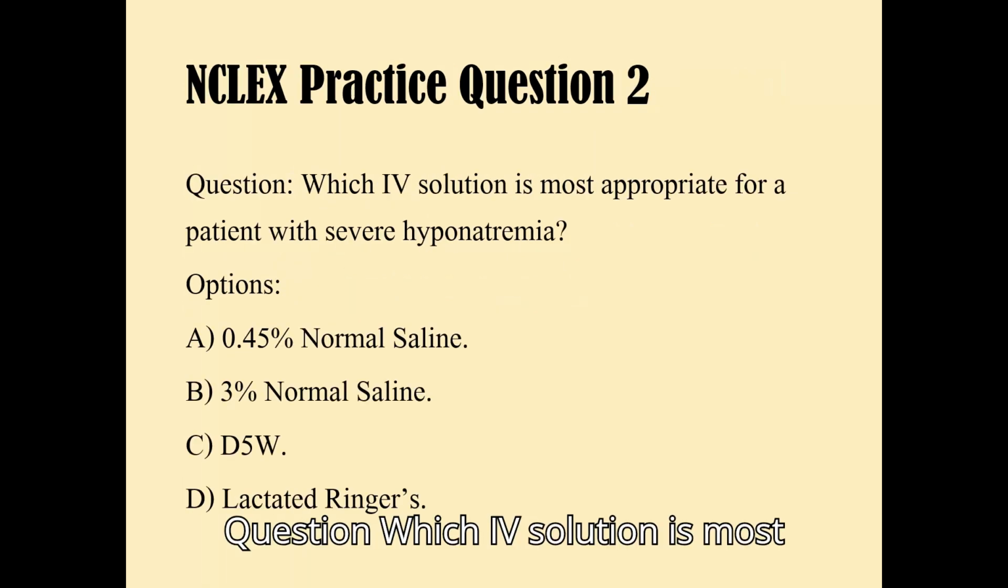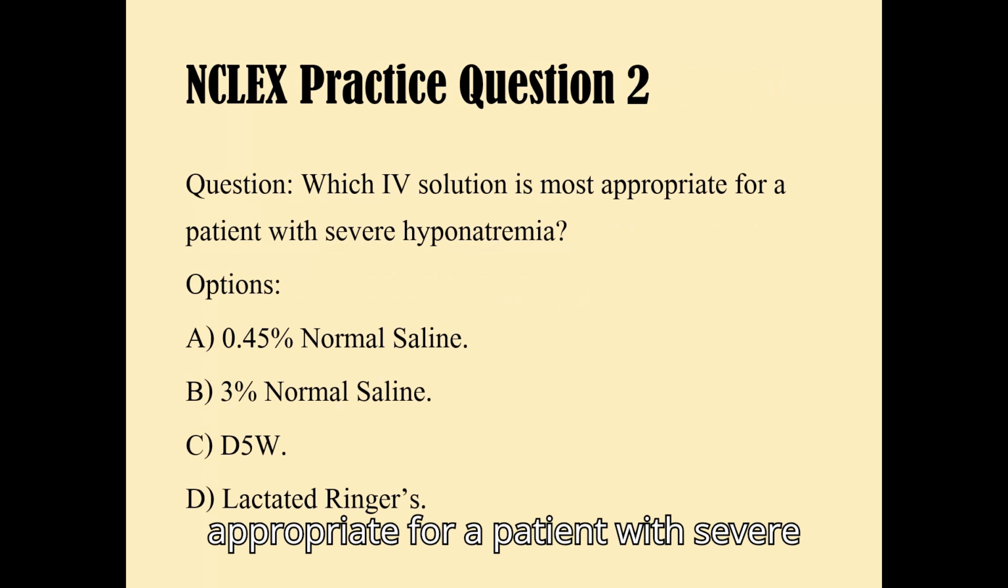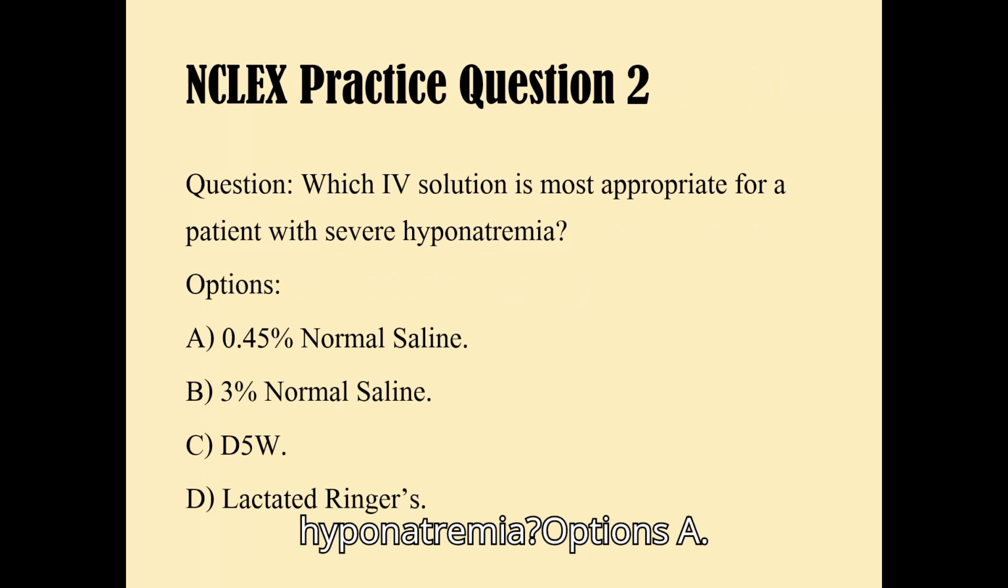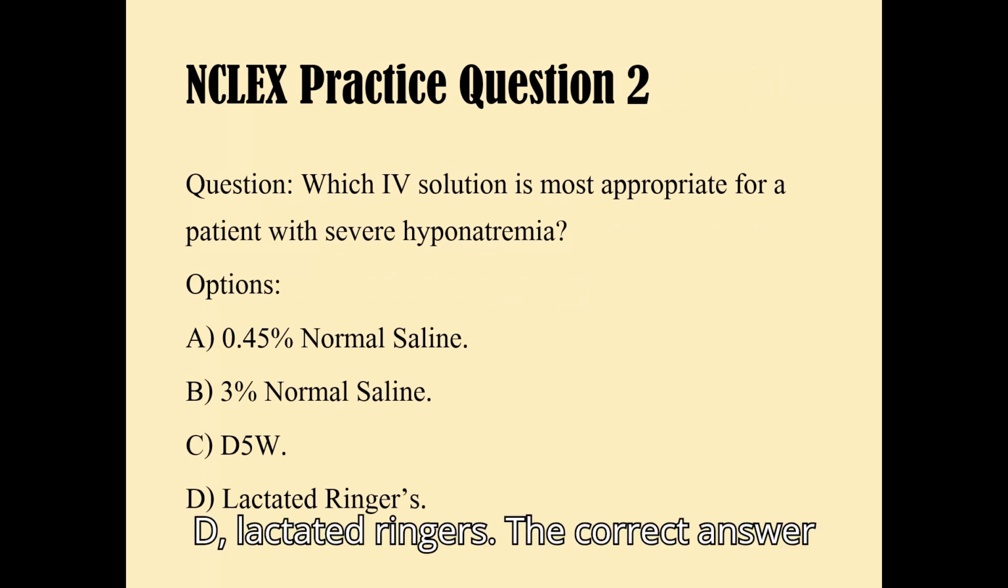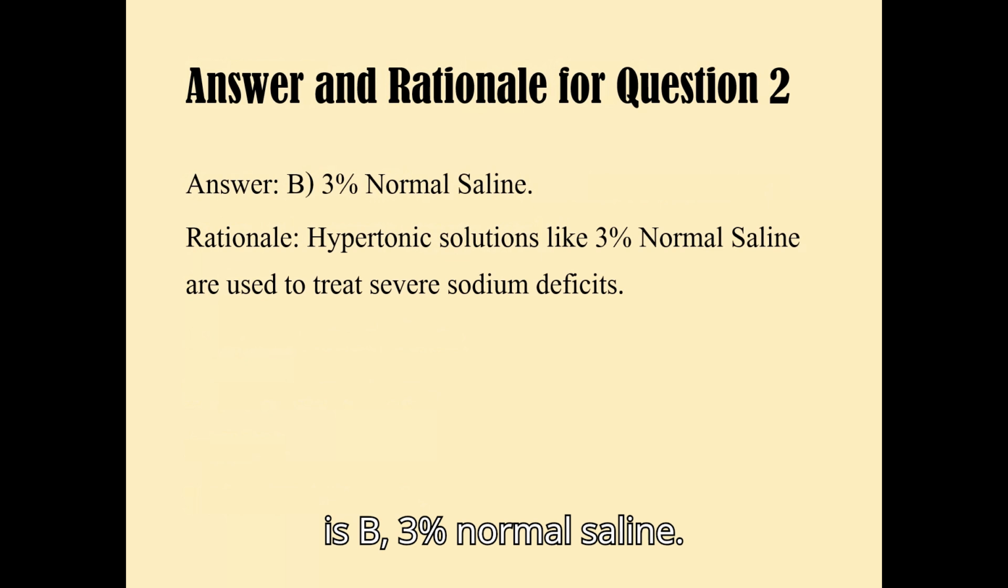Question: Which IV solution is most appropriate for a patient with severe hyponatremia? Options: A. 0.45% normal saline. B. 3% normal saline. C. D5W. D. Lactated Ringer's. The correct answer is B. 3% normal saline.